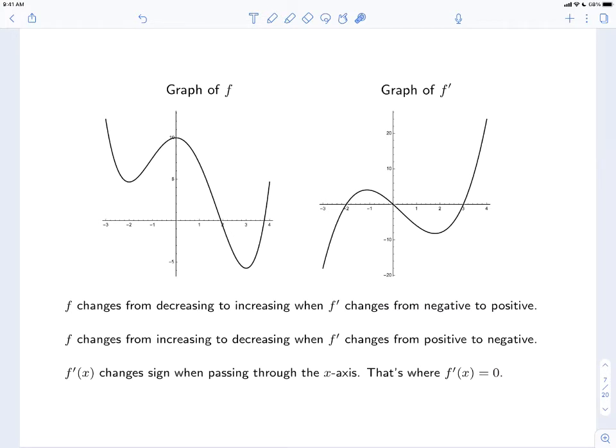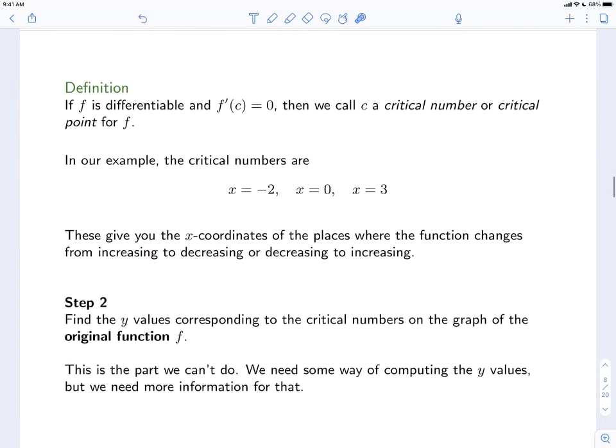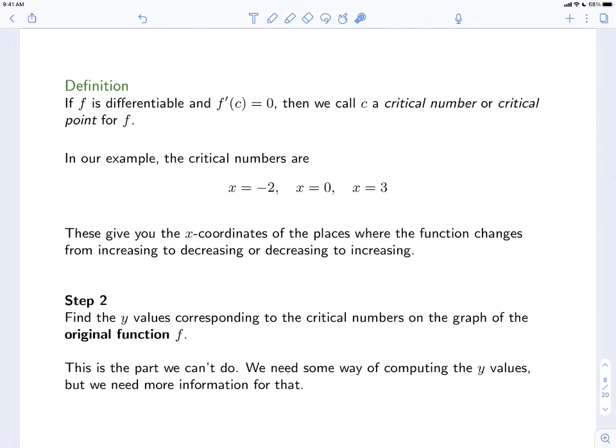So f prime of x changes sign when passing through the x-axis. That's where f prime of x is actually equal to 0. So these transition points happen, at least sometimes, when the derivative is equal to 0. If f is differentiable and f prime of c is equal to 0, then we call c a critical number or a critical point for f. In our example, the critical numbers are x equals negative 2, x equals 0, and x equals 3. These give you the x-coordinates of places where the function changes from increasing to decreasing or decreasing to increasing.